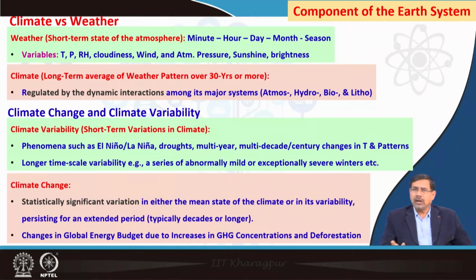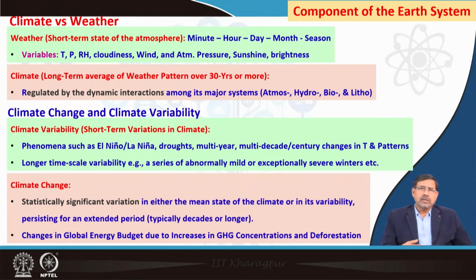Then, the different variables that define the weather of a particular place or area, in terms of weather or climate, we take help of the temperature. Yes, the temperature range is this much, we say. The precipitation amount is this much. The humidity pattern is this. The cloudiness, the wind, the atmospheric pressure, the sunshine, the brightness, all these are the different variables that define the climate or the weather of any area.